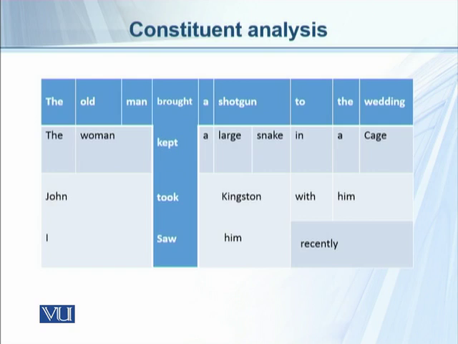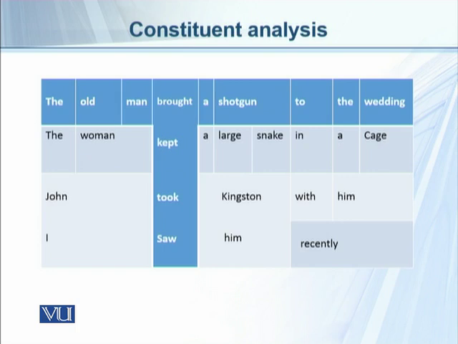The old man brought a shotgun to the wedding. So we know how many smaller constituents it has. Then we have the sentence, the woman kept a large snake in a cage. So the woman can be replaced with the old man, right? And similarly, a shotgun can be replaced with a large snake, and to the wedding can be replaced with in a cage. So they are the same constituent.